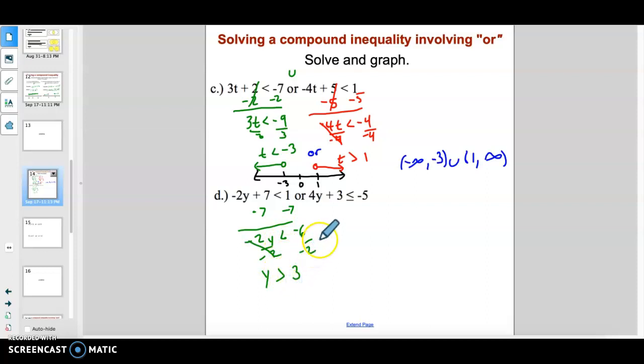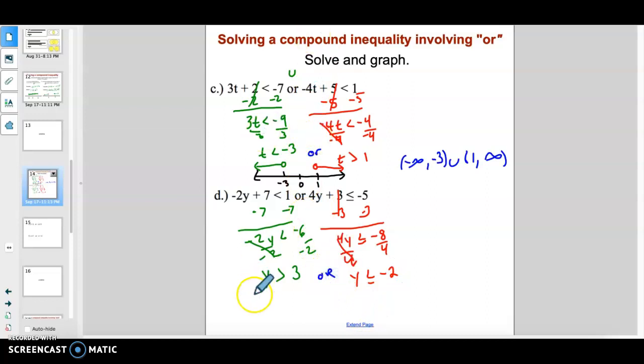And we've got 3. Then we're going to solve the other side, so -3. So 4y is less than or equal to -8. Divide by 4. Sorry about my handwriting, team. Sometimes a struggle on this thing. And then -2. We still have the word "or" in the center there.